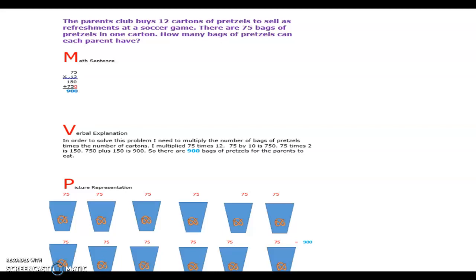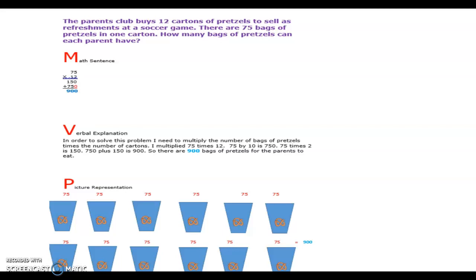The P in MVP stands for picture representation. That means draw a picture showing what you did. Your picture should always be in line with how to solve the problem. So just because I'm talking about pretzels doesn't mean I just draw one big pretzel. I need to make sure I actually show in the picture how to get the answer.